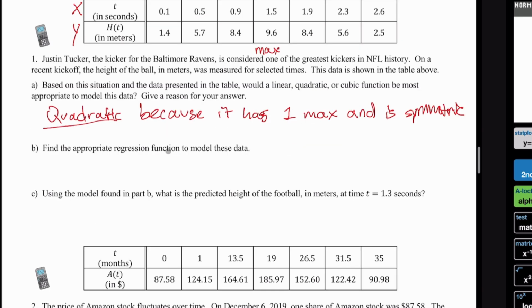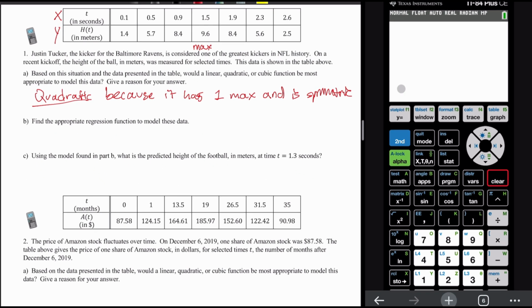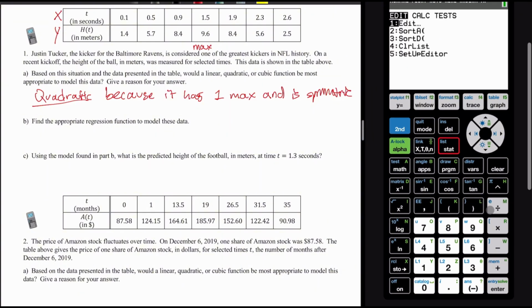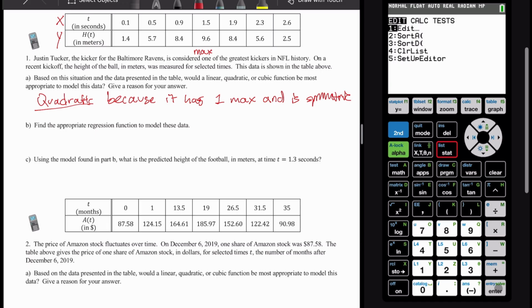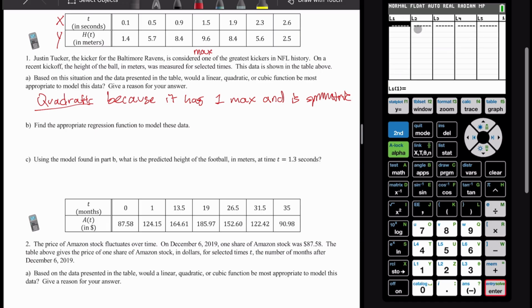Then find the appropriate regression for this function. So now we're going to be using the calculator. What we want to do is click alpha, then stat, to get into our table to enter the values. Make sure you're on edit and then click enter. And now it's giving us columns. Each column is going to represent the X value and Y value. So we're just going to use L1 and L2 since we only have two, our X and Y.